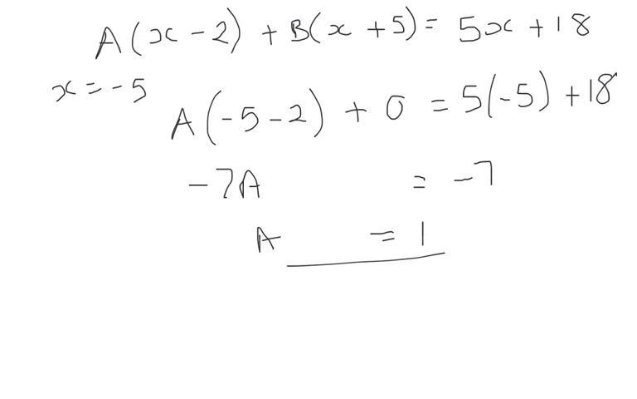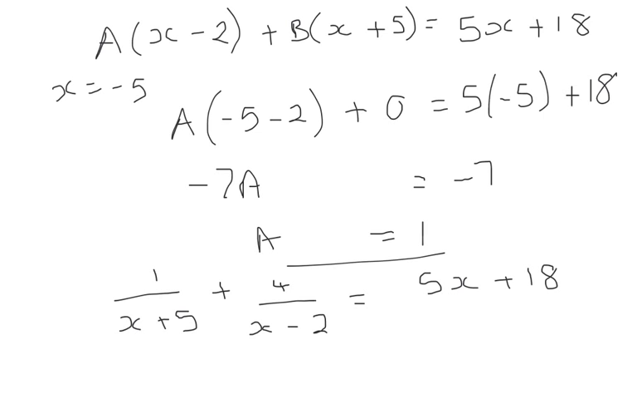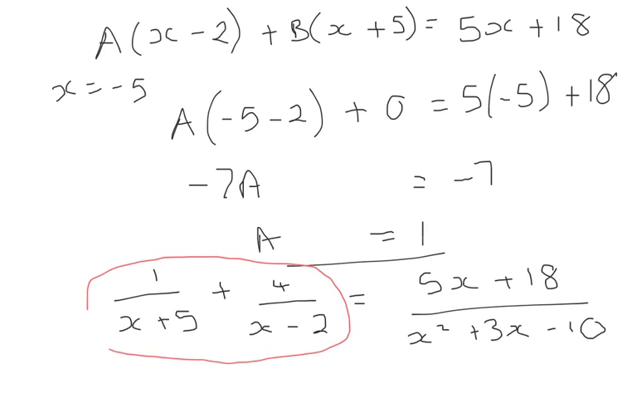Finishing off, we can write our fraction as 1 over (x + 5) plus 4 over (x − 2) is equal to (5x + 18) over (x² + 3x − 10). And if you're not convinced you've got the right answer, just start with the stuff on the left hand side, multiply the fractions together, and you should end up with this answer.